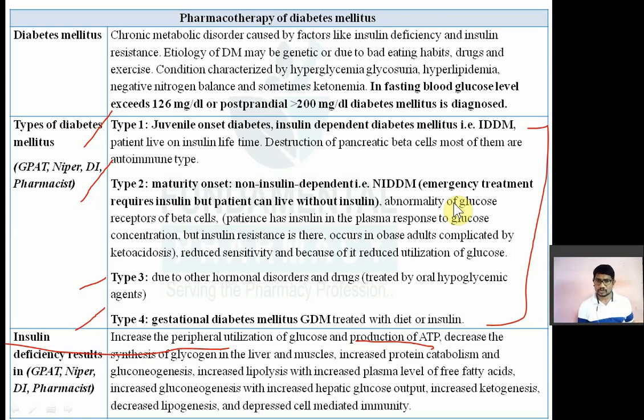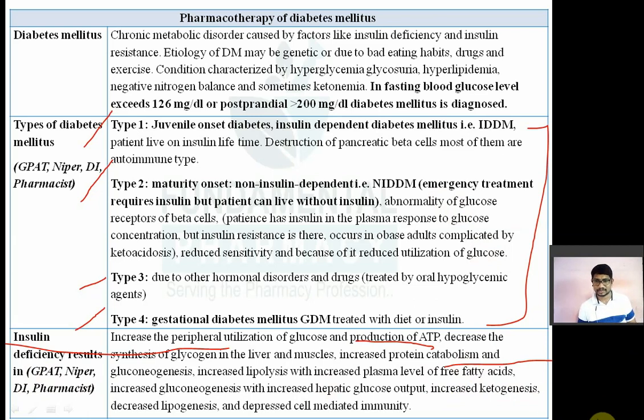Now deficiency of insulin results in hyperglycemia, increased protein catabolism, then gluconeogenesis, increased lipolysis with increased plasma free fatty acids. These are the deficiency symptoms of insulin. If there is deficiency of insulin, that means sugar will not be utilized, and your body will try to make another sugar from other molecules, like gluconeogenesis. So ultimately, glucose level will be increased, but though it is increased, it is not utilized.